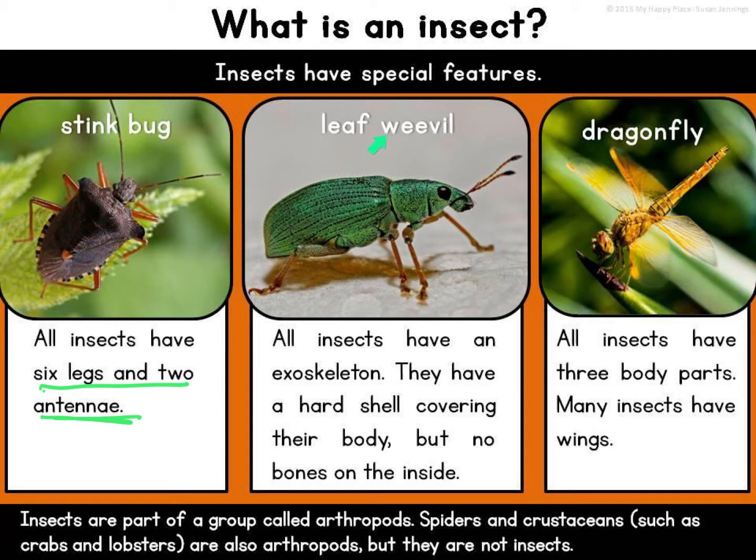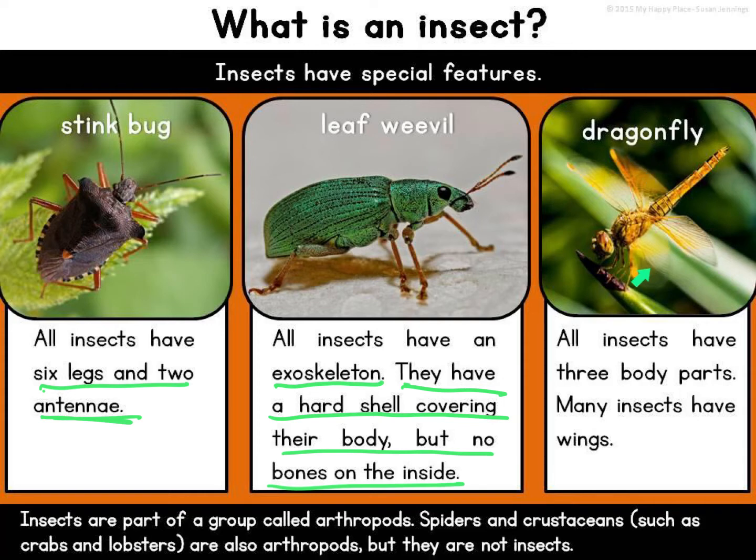Look at this picture of a leaf weevil. All insects have an exoskeleton. That means they have a hard shell covering their body, but no bones on the inside. What a fun fact. Exoskeleton.